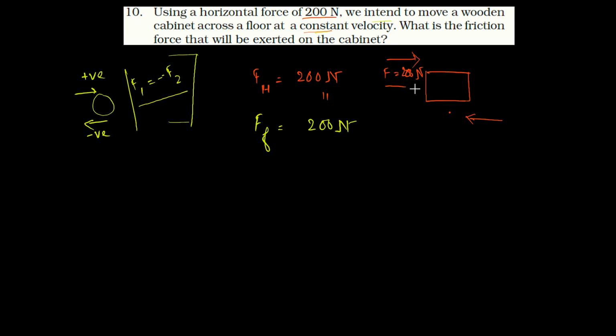But look at the question very carefully. It is saying that we intend to move. That means we have an intention to move that object by applying a force of 200 Newton. When we have an intention to apply a force, consider that I have an intention to move a book with a force of, say, 10 Newton. That means I have not applied the force yet, I just have an intention. So with that intention, what is going to be the force given by that book?